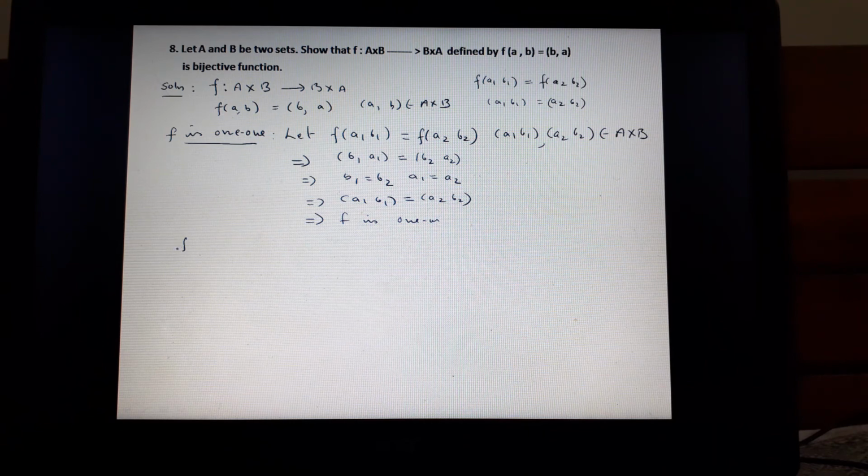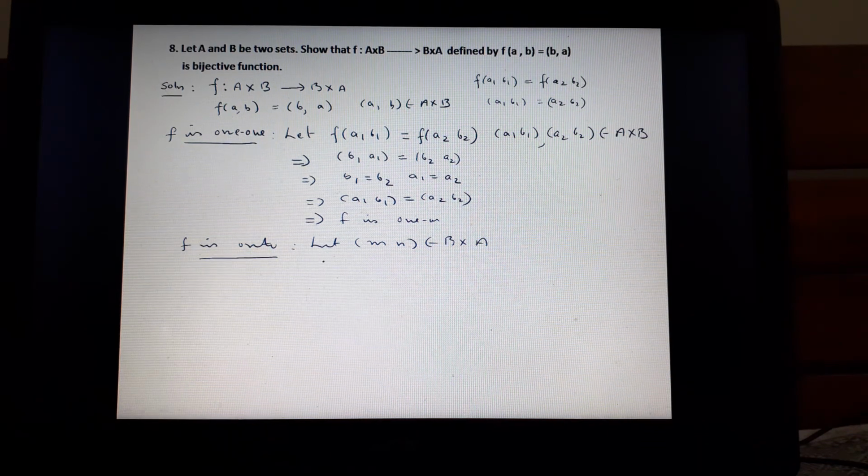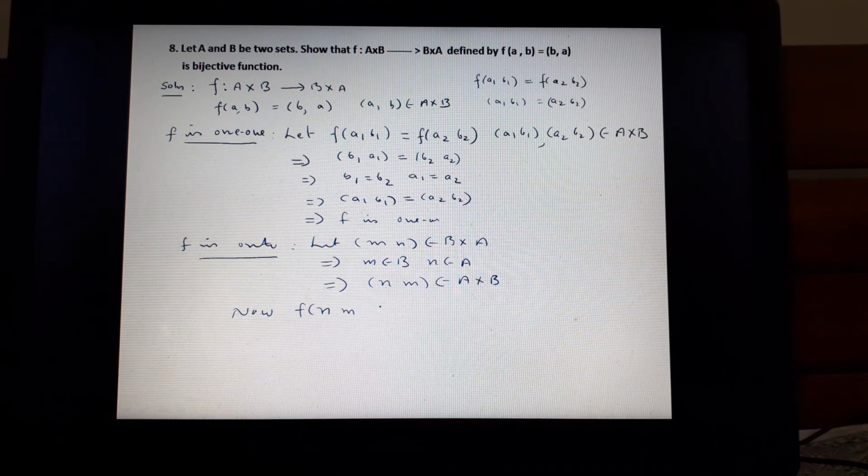In the same way, f is onto. It is very simple. Let, for example, (m, n) be in B cross A. This implies m belongs to B and n belongs to A. So this implies (n, m) belongs to A cross B. Okay. Now f of (n, m), by definition, is (m, n).